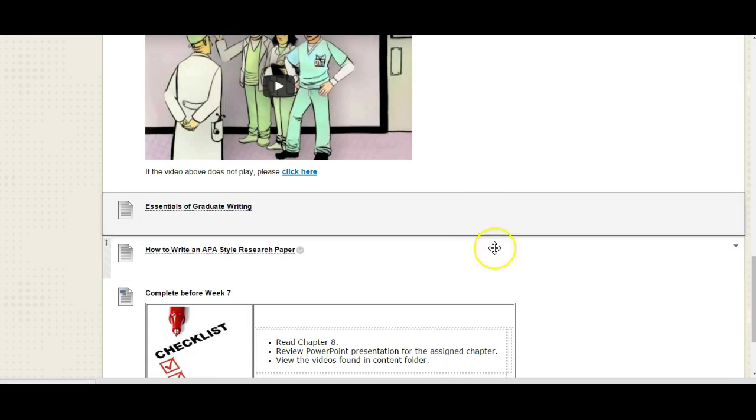And then I have two links that will give you some tips on graduate writing. And the second link here takes you to a document that talks about the APA style research paper for those of you that aren't familiar with the APA writing style.